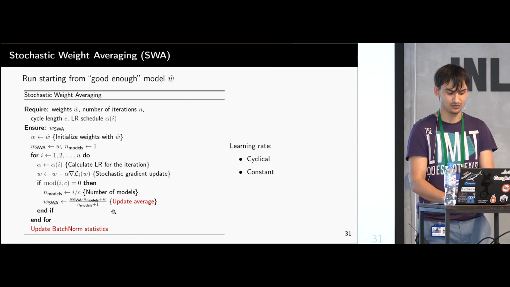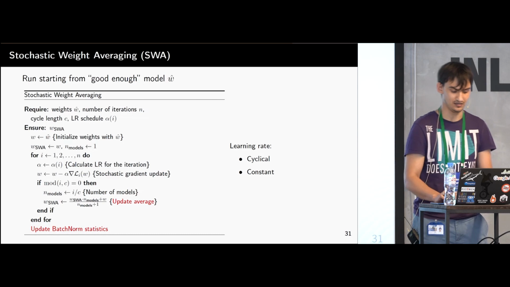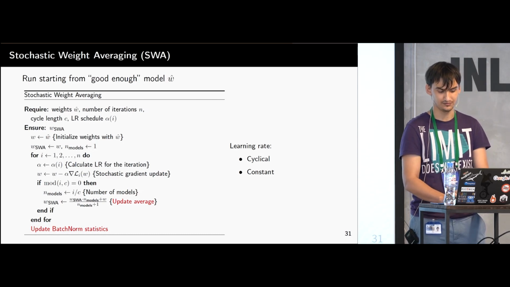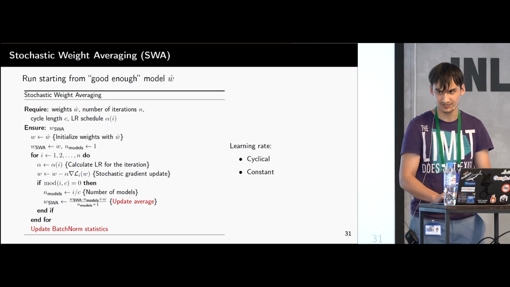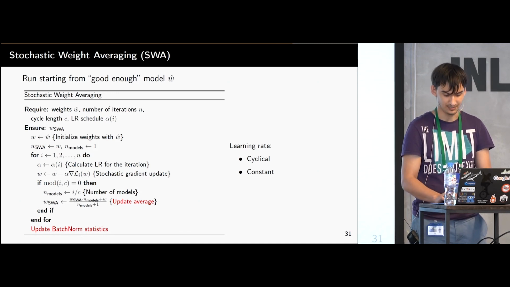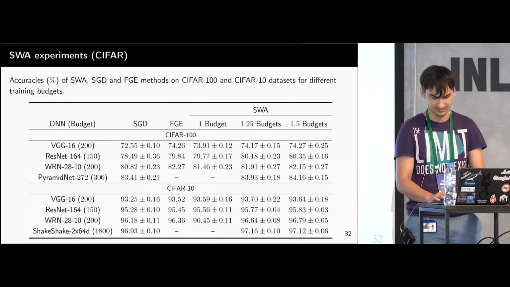After training, you need to update the batch norm statistics for this SWA point, because the batch norm statistics, of course, are different for this point. So you run another epoch to collect the batch norm statistics, and that's it. You obtain this SWA point.